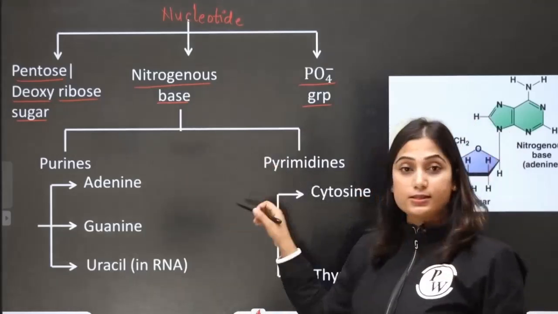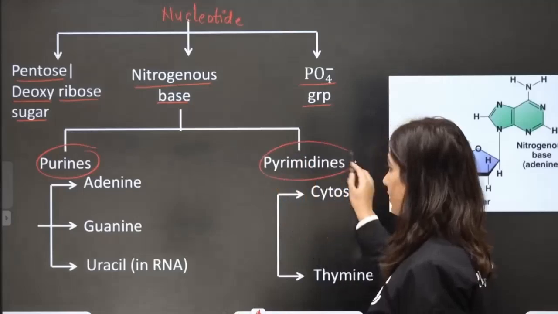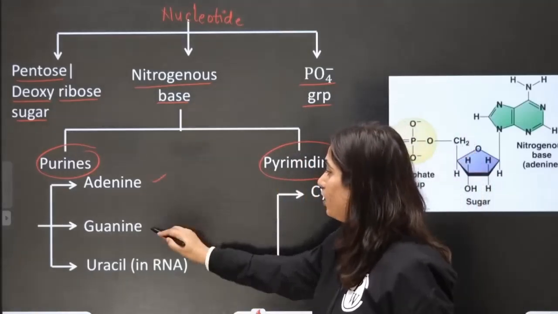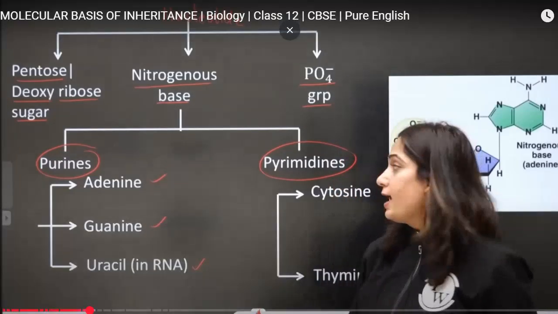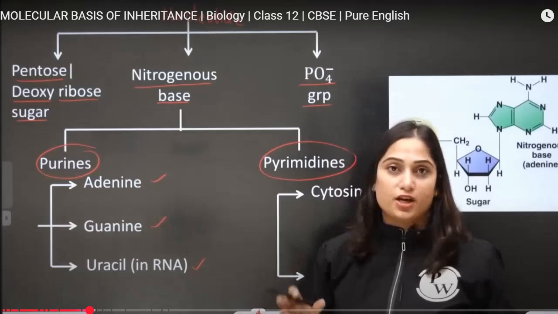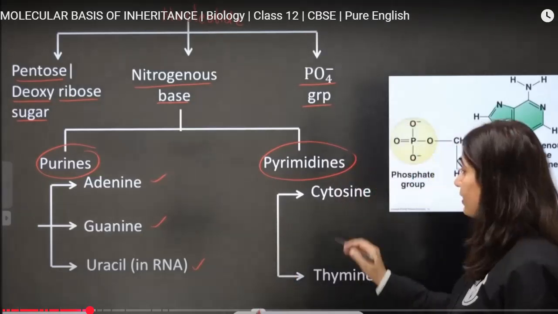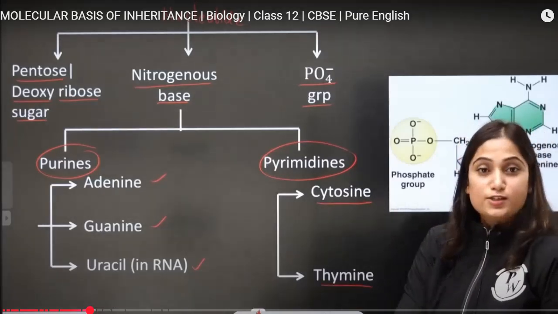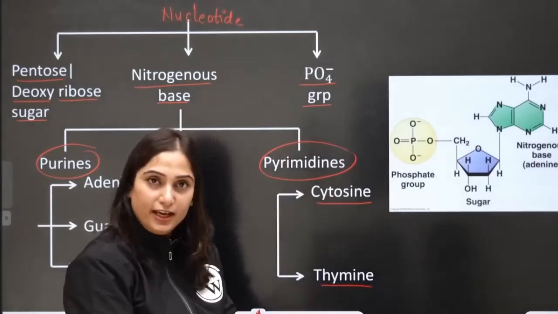Nitrogenous bases further are of two types, that is purines and pyrimidines. Purines are of two types: adenine and guanine. Uracil is present in RNA, and adenine and guanine are present in DNA. Pyrimidines are of two types: cytosine and thymine. Okay, so let's understand the diagram of the nucleotide of DNA.